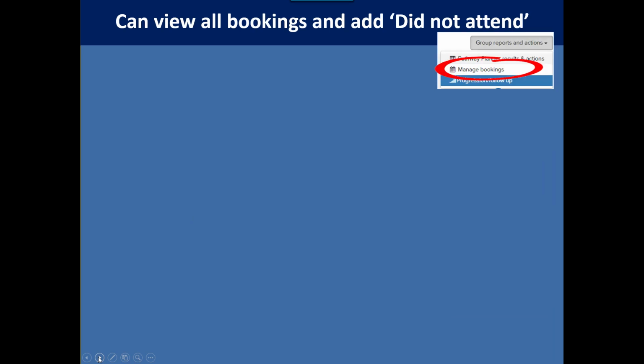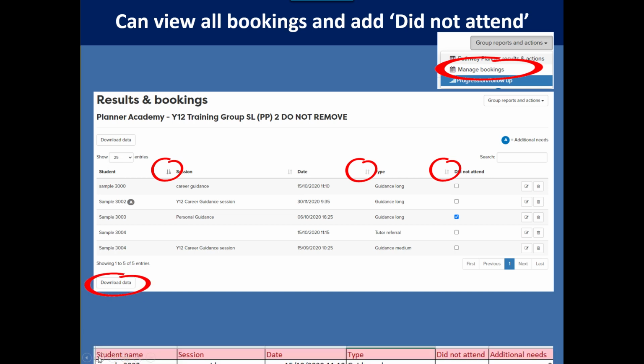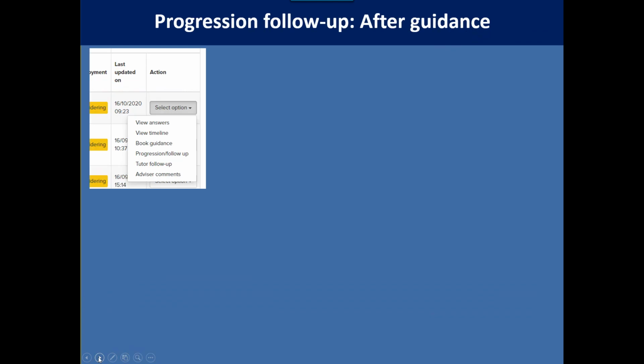You can view all bookings, so once you've got lots in there, you might want to go to Manage Bookings, and then you can see them all. And you can sort them in different ways. You can sort them alphabetically by student, or by date, or by type. This is also where you can record did not attend, and that will show on the student's timeline, just like any guidance session would, so they can begin to see that these things are important and recorded. You could download all this data, so you could play with it in a spreadsheet format.